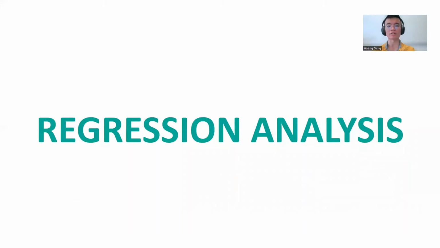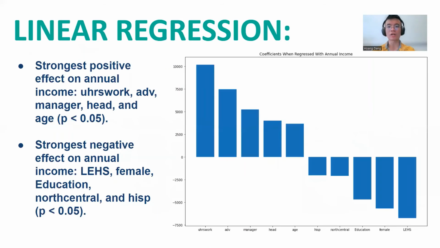Now I'm going to talk about our regression analysis. For our continuous outcome, we fitted an OLS model with all the covariates, and we found that some of the variables with the strongest positive effect on annual income are the number of hours worked per week and whether someone has an advanced degree or not.